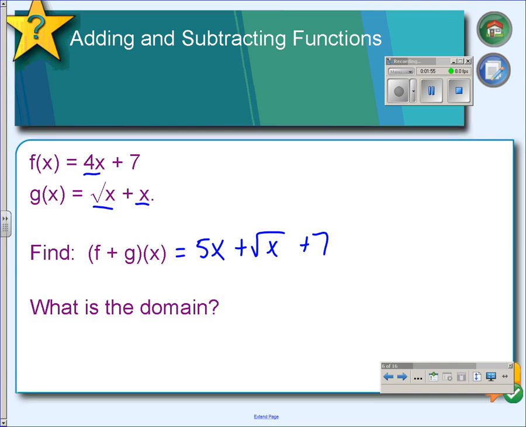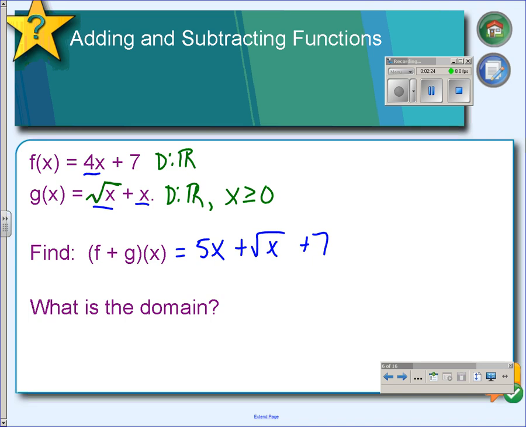Now to determine the domain, we have first a linear function for f of x. So the domain here is all real numbers. But for the g function, we have a square root. The domain to a square root is not going to be all real numbers. It will be limited because we cannot take the square root of a negative number. So because of that, x has to be greater than or equal to 0. Otherwise, we would not be able to take the square root.